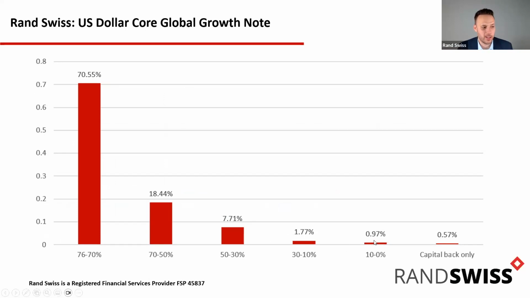If you look at it, the underlying basket will be 0 to 10% up about 1% of the time. 10 to 30% will be about 1.7% of the time. The underlying basket will be 30 to 50% up 7% of the time, and you will be at the cap. So the chances are you are going to cap this at between 70 and 76%. That's the overwhelming probability of what will happen in this basket.